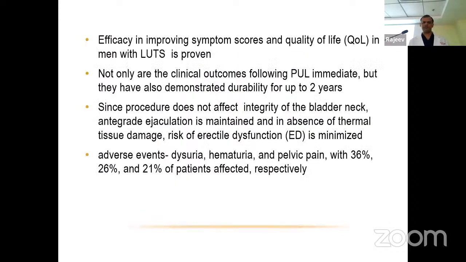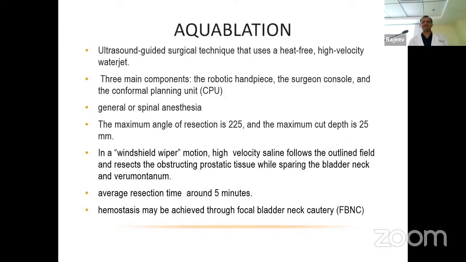Efficacy in improving symptom score and quality of life in men with LUTS is proven, and not only are the clinical outcomes following PUL immediate, but they have also demonstrated durability for up to 2 years. Since the procedure does not affect the integrity of the bladder neck, antegrade ejaculation is maintained, and in the absence of thermal tissue damage, the risk of erectile dysfunction is minimized. Adverse effects like dysuria, hematuria, and pelvic pain are seen in 36, 26, and 21% respectively.